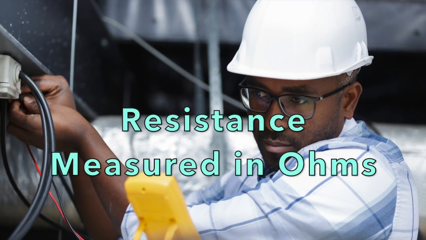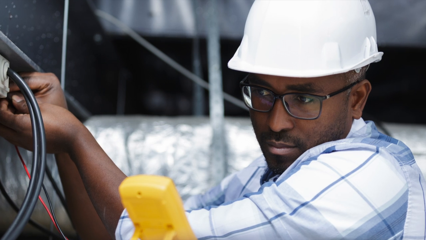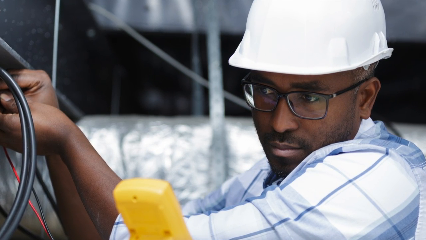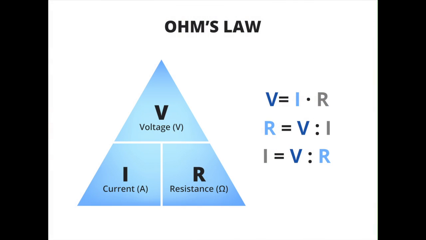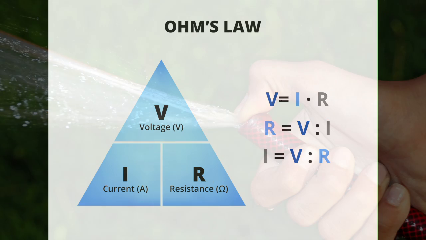Resistance is measured in ohms. The more resistance in a circuit, the more ohms of resistance it has. Resistance is closely related to voltage and amperage. Ohm's law shows that relationship when calculating values. This visual is helpful in remembering that concept.